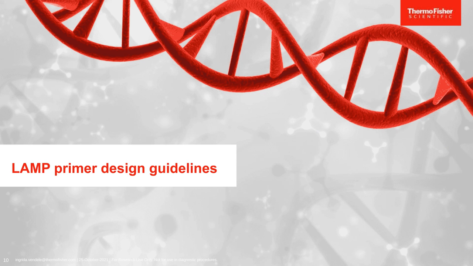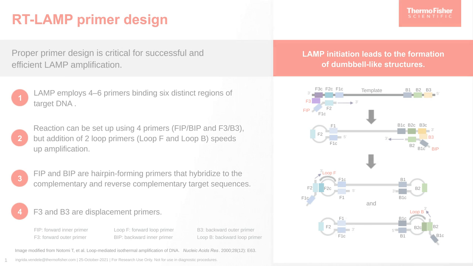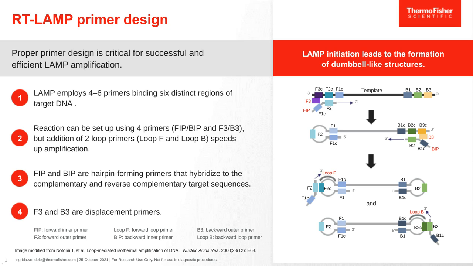As mentioned, LAMP primers are crucial for successful LAMP amplification, and here are some guidelines on how to successfully design primers. LAMP employs 4 to 6 primers binding 6 distinct regions of the target DNA, and even though a reaction can be set up using 4 primers, so inner and outer primers, addition of the 2 loop primers significantly speeds up amplification. Inner primers are hairpin-forming primers that hybridize to the complementary and reverse complementary target sequences, which forms the dumbbell-like structure and leads to the auto-cycling LAMP.